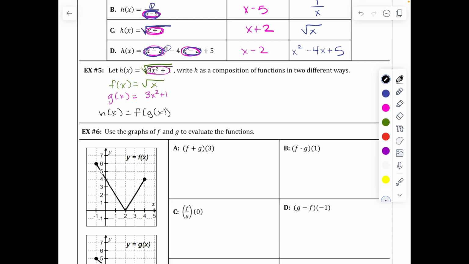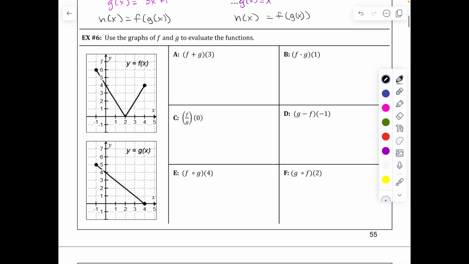The other way we could write this is, let me use a different color. We could say x squared could be the inner function, so inner function g of x could be x squared, and the outer function is the root of 3 times whatever this is plus 1. So we would say f of x could be the root of 3x plus 1. So we would say h of x in this case could be f of g of x as well.